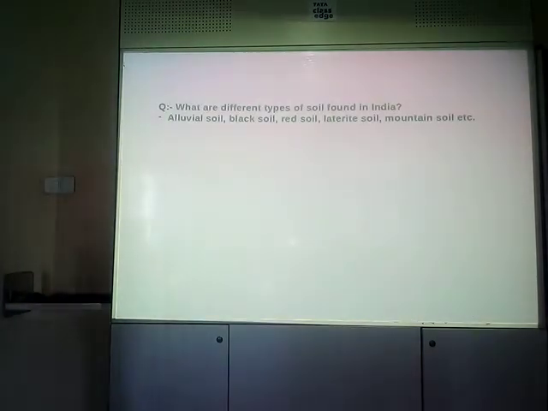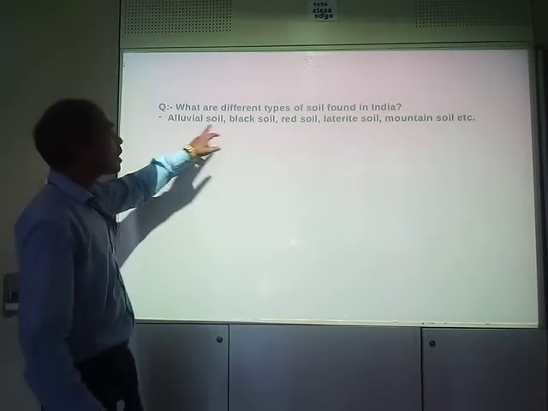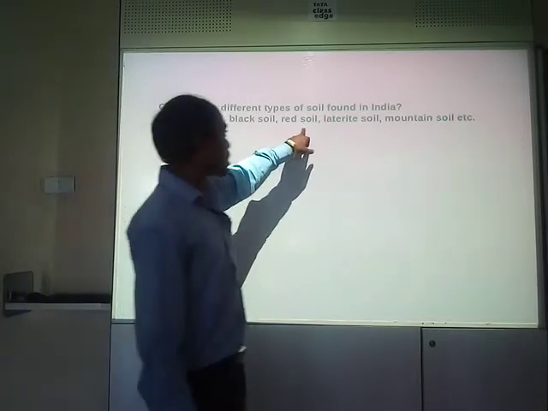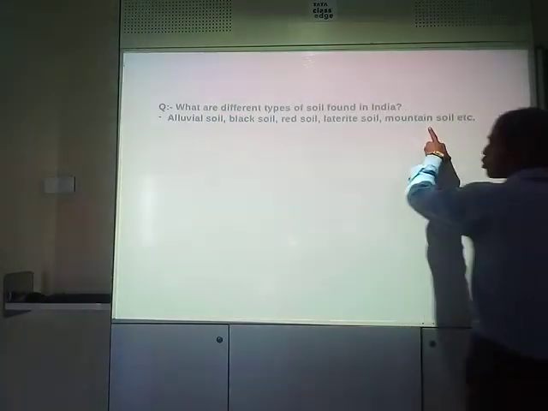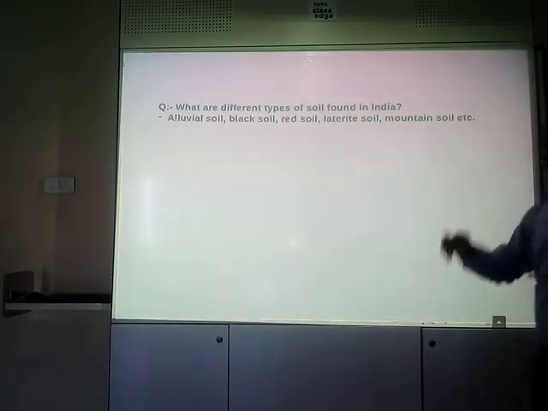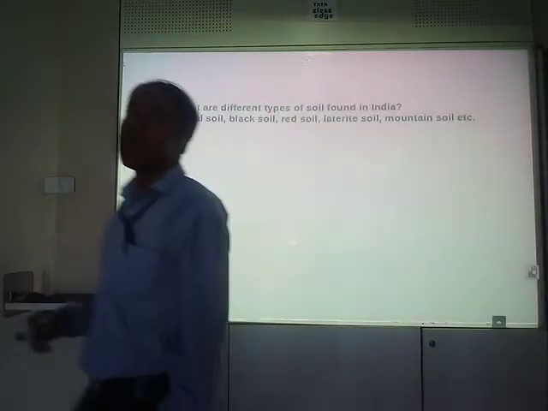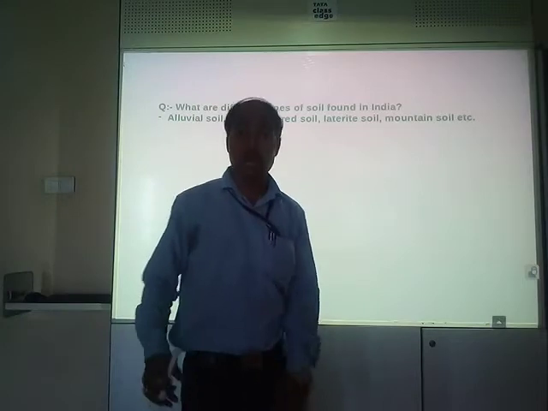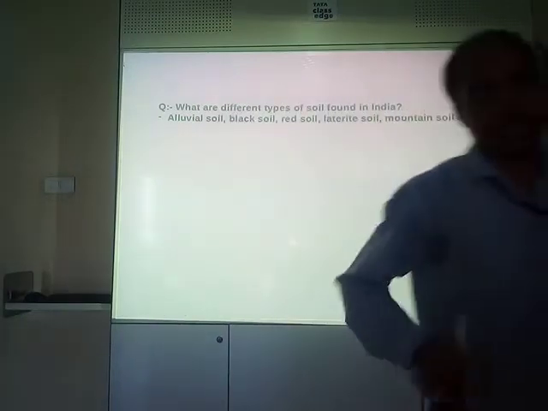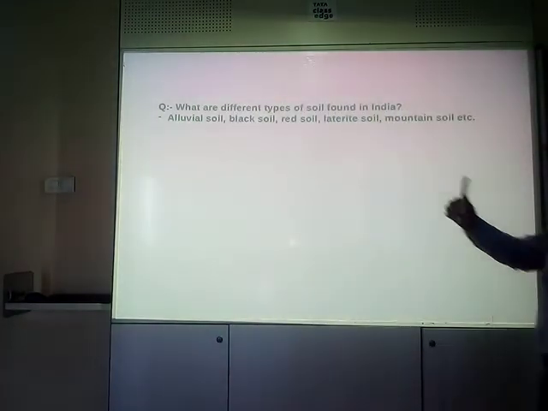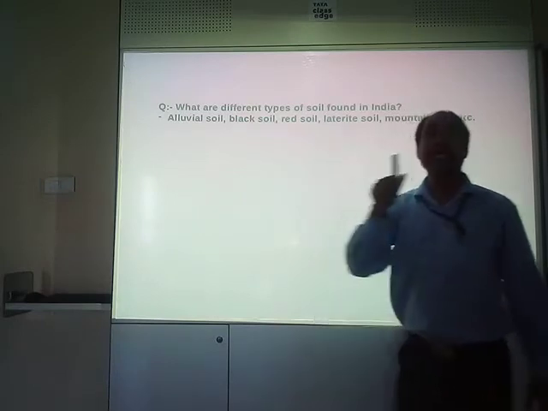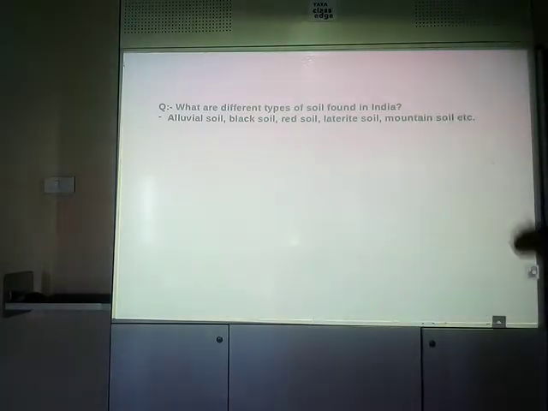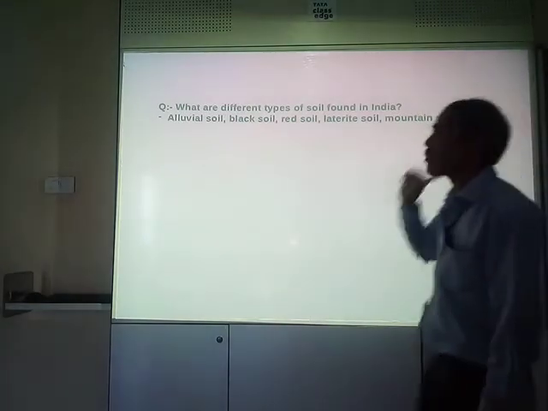Now, what are the different types of soil found in India? These are some of the important types: alluvial soil, black soil, red soil, laterite soil, mountain soil. The details of all these soils you are going to read in standard 9th. You have to read these soils in detail.